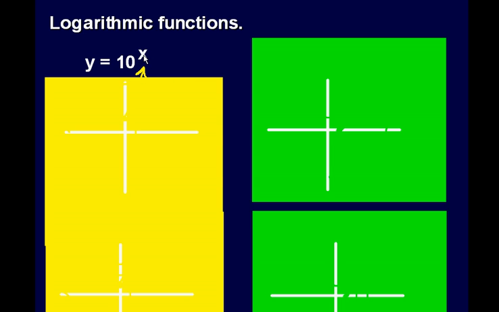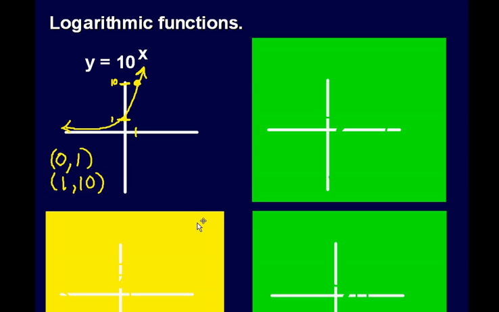10 to the 0 is 1. Anything to the 0 power is 1. And 10 to the first is 10. So I can plot these 2 points. I get this exponential function, horizontal asymptote of y equals 0.